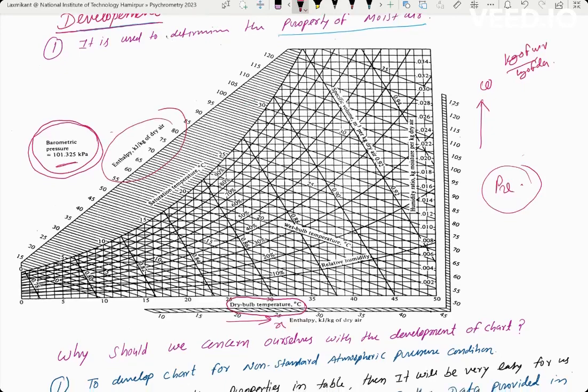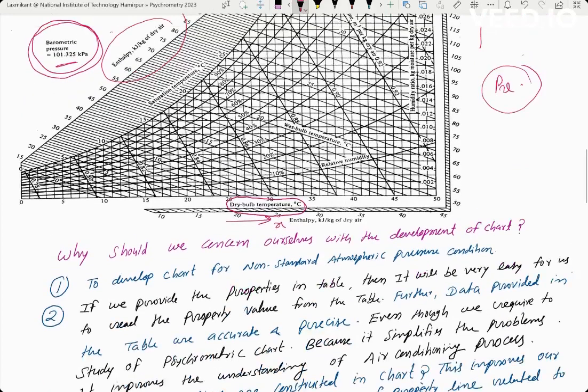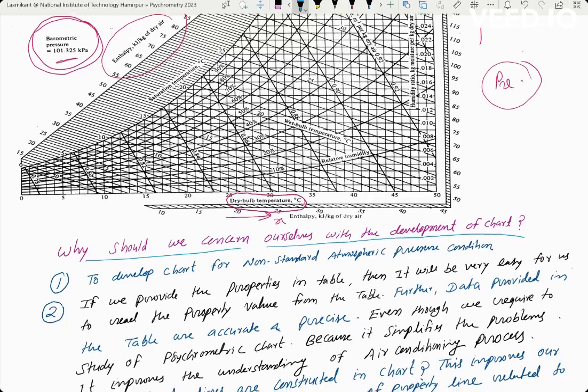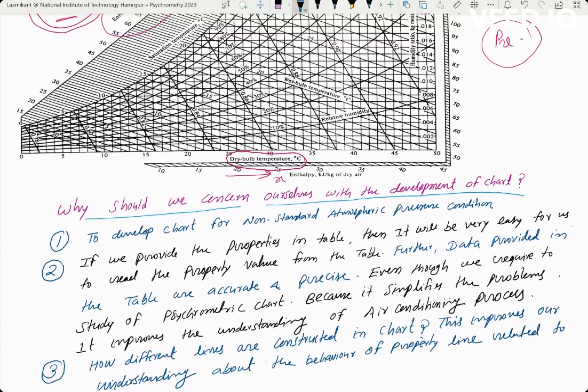Then the first question comes: why should we concern ourselves with the development of the chart? This question comes to mind. So the answer lies in the following points. The first answer is to develop a chart for non-standard atmospheric conditions.